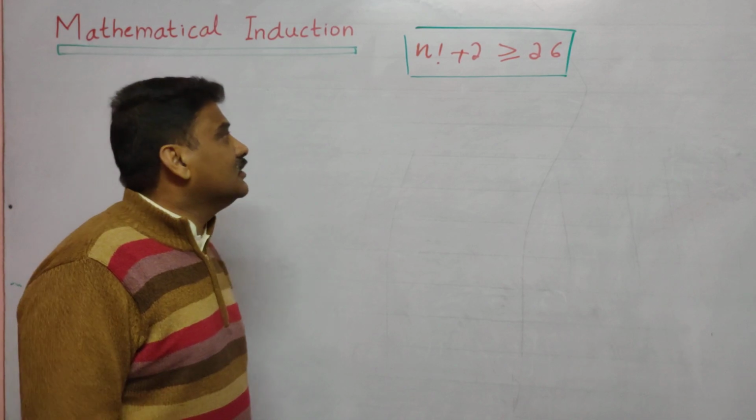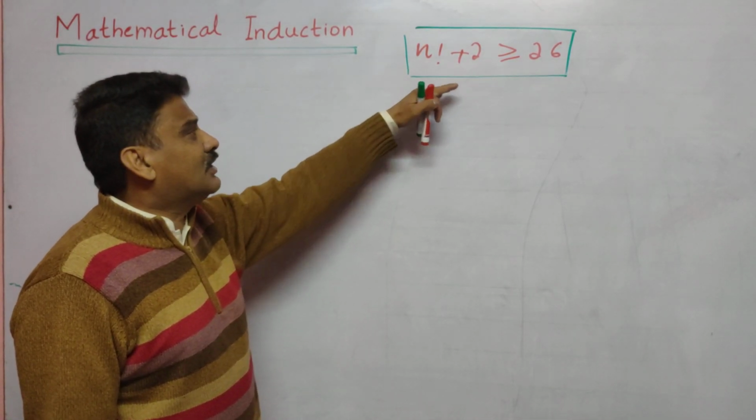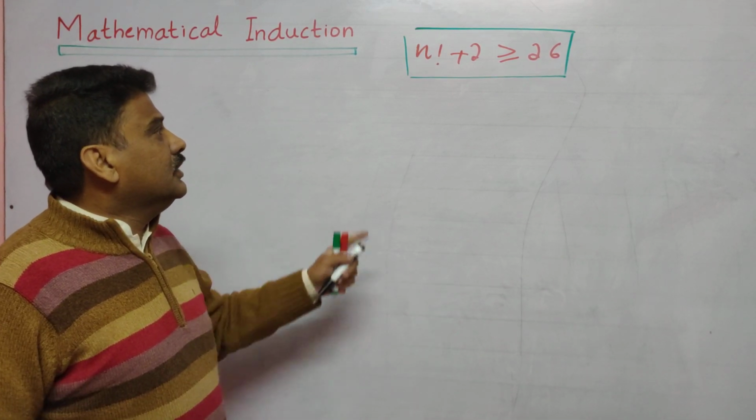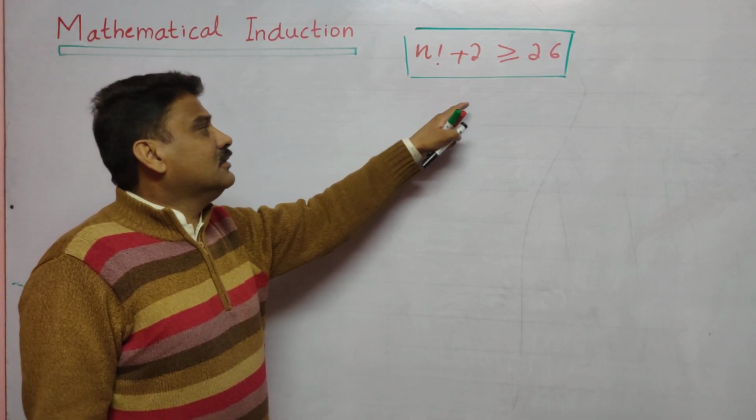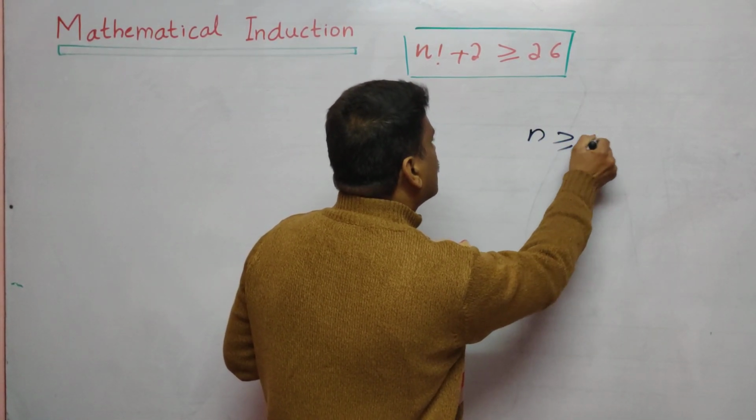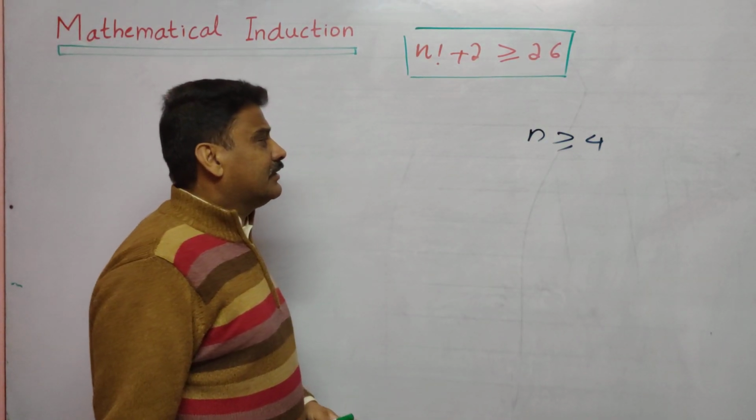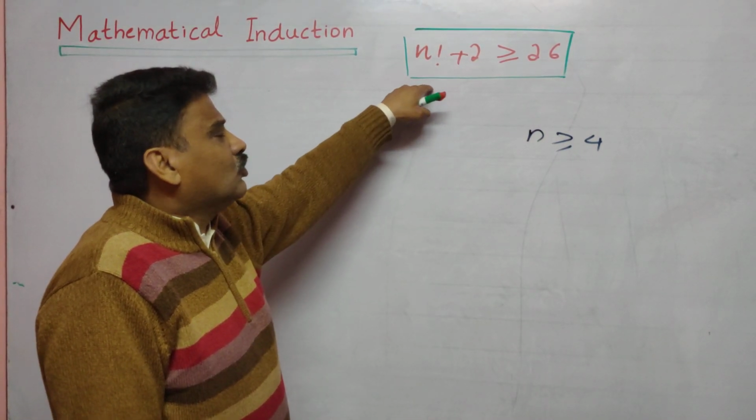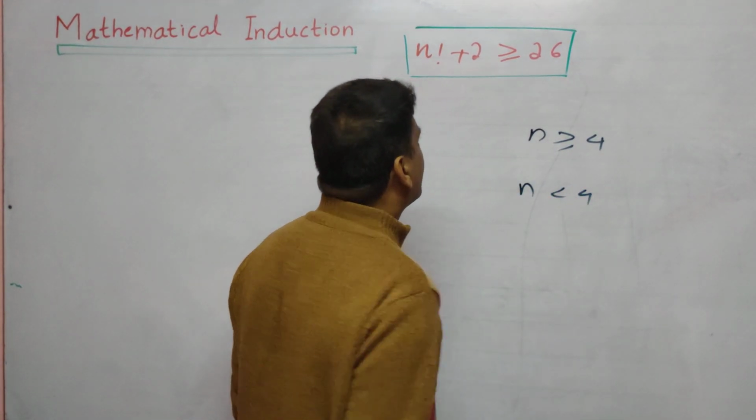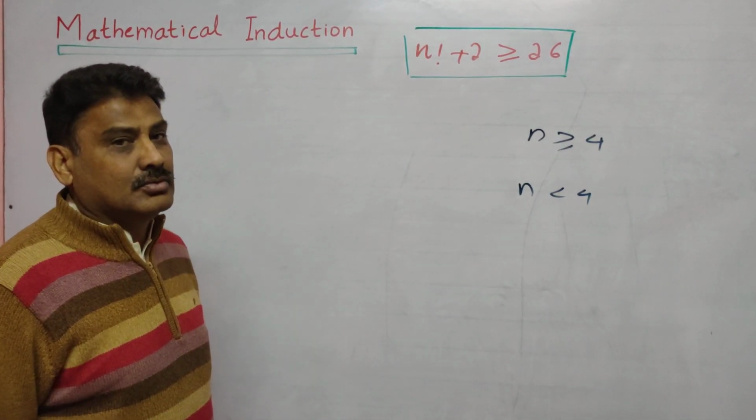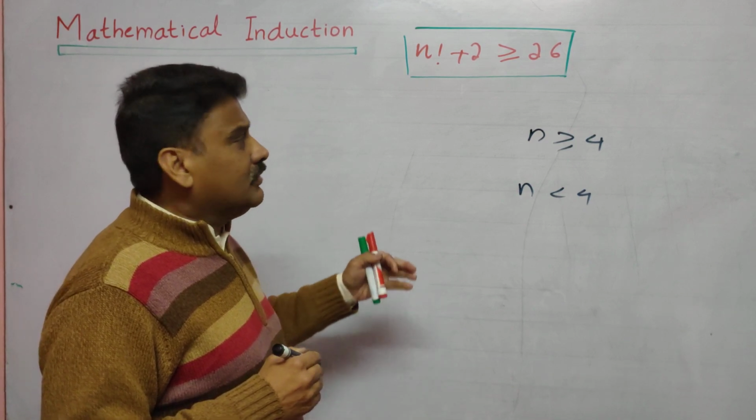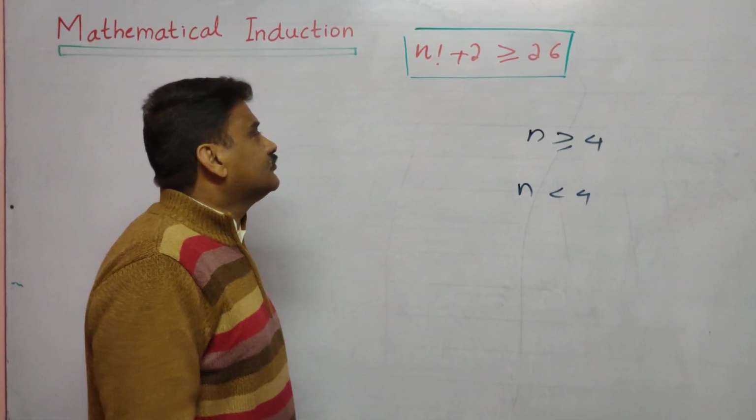For example, if we take the statement n factorial greater than or equal to 26, you know it is only true when n is greater than or equal to 4. When n is greater than or equal to 4, this statement is true, and when you take n less than 4, it is not true. Every statement is not true for all positive integers.